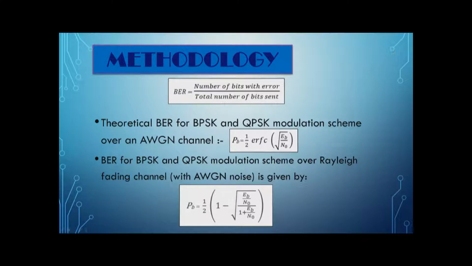But the bit error rate of BPSK and QPSK modulation schemes over the Rayleigh fading channel with white Gaussian noise is given by 1/2 times (1 minus the square root of (Eb over N naught) over (1 plus Eb over N naught)), where Eb is the energy per bit and N naught is the noise power spectral density. We are using these three formulas to simulate in our MATLAB coding.